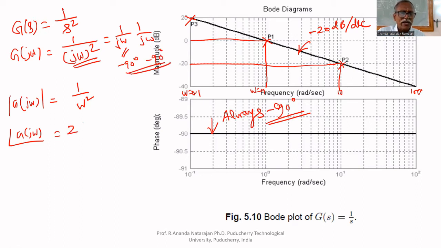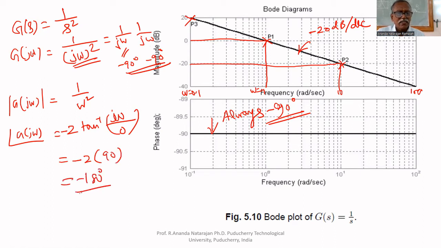Or we can write 2 times tan inverse of imaginary part omega, real part 0. Therefore minus, why minus? Because it is in the denominator. So minus 2 times 90 degrees, that is equal to minus 180 degrees. The phase plot is always minus 180.